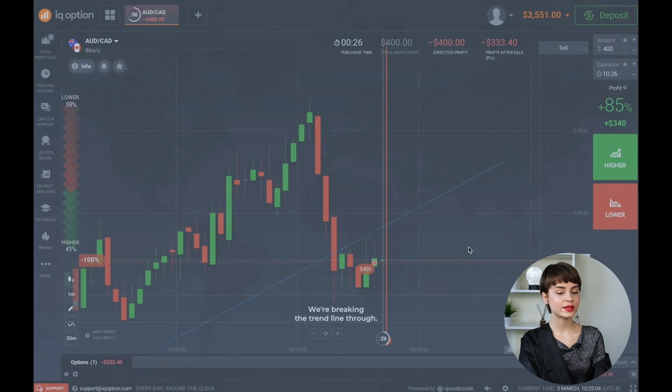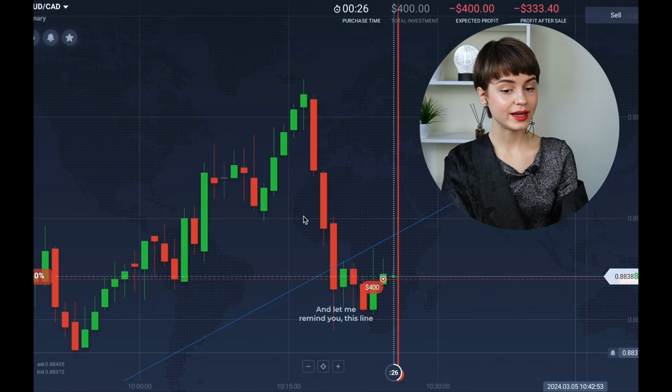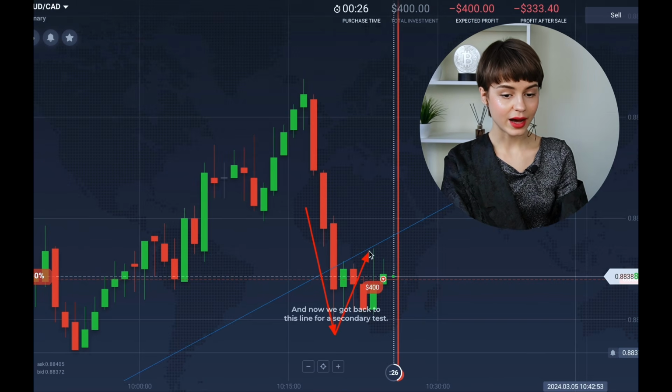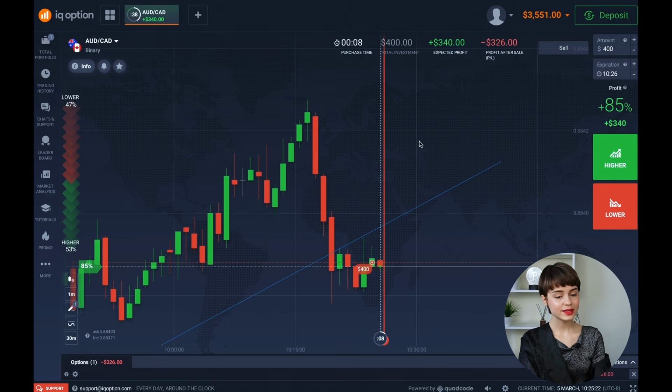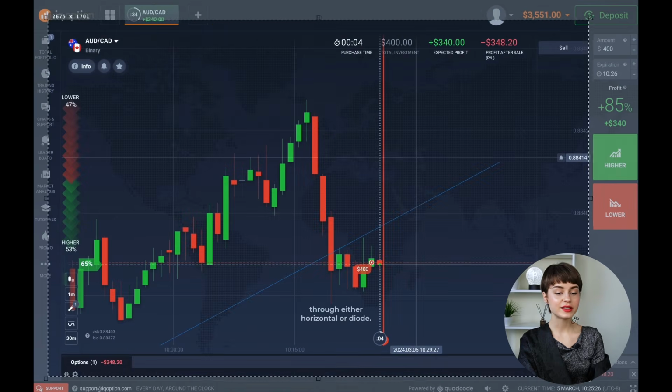We're breaking the trend line through, and let me remind you, this line used to be a resistance for us. We broke it through, and now we got back to this line for a secondary test, and now we're ready to keep our downward movement. This is a classic case of breaking any of the levels through, either horizontal or diagonal.